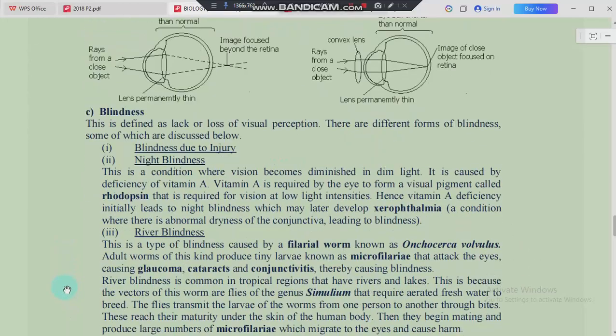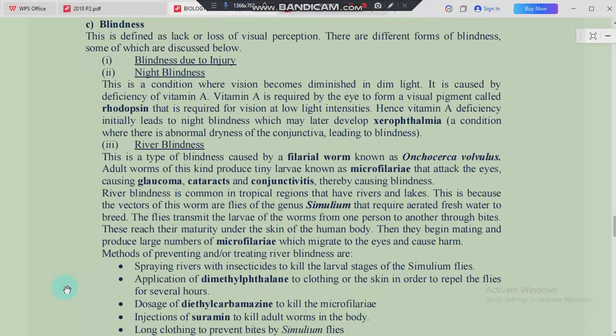Now let's talk a little bit about blindness. Blindness is simply known as the lack or loss of visual perception. There are different forms of blindness which are discussed below. Number one, those that can be caused by an injury to a person.